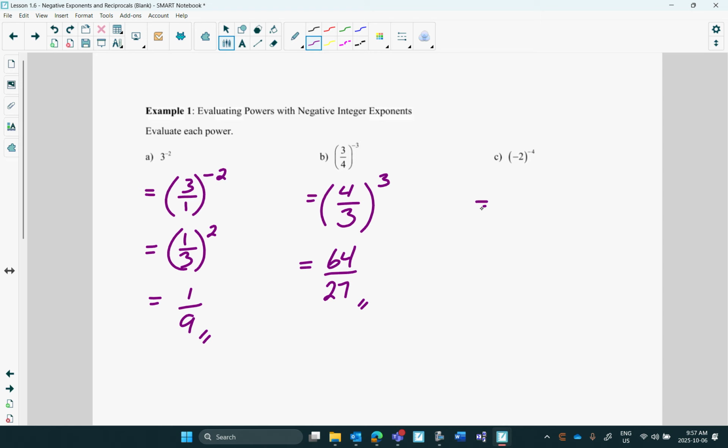Got to make this base a fraction. How do you make it a fraction? Toss it over 1. What's this going to look like as a positive exponent? 1 over (-2), and it allows me to change this to 4.